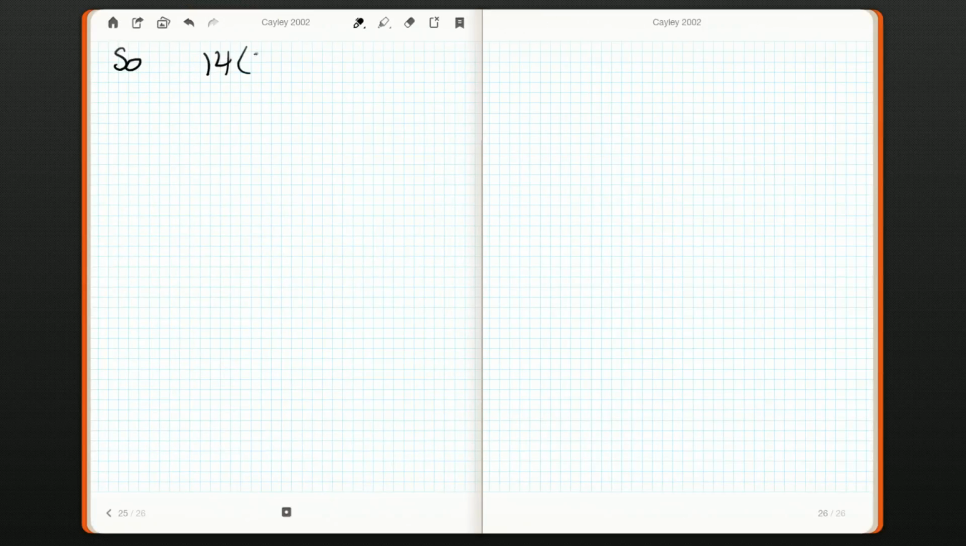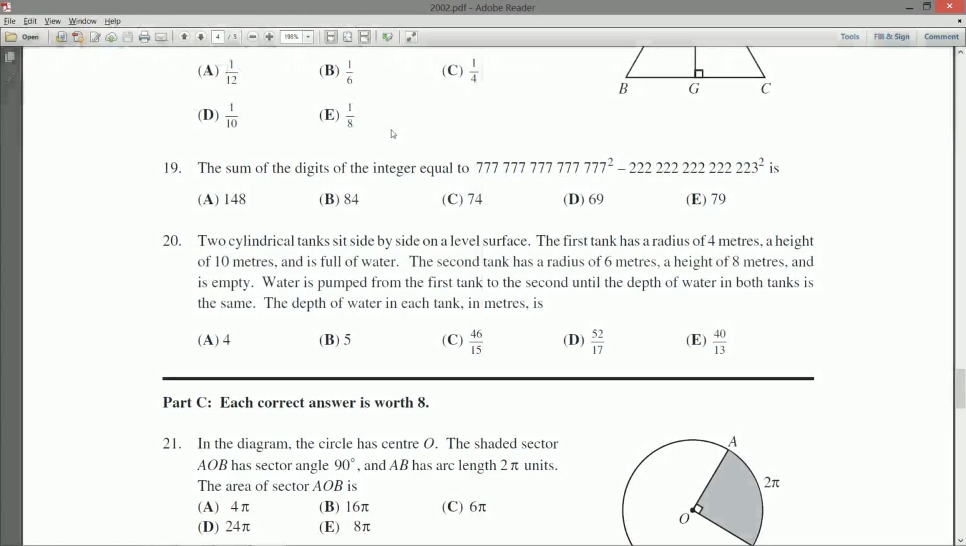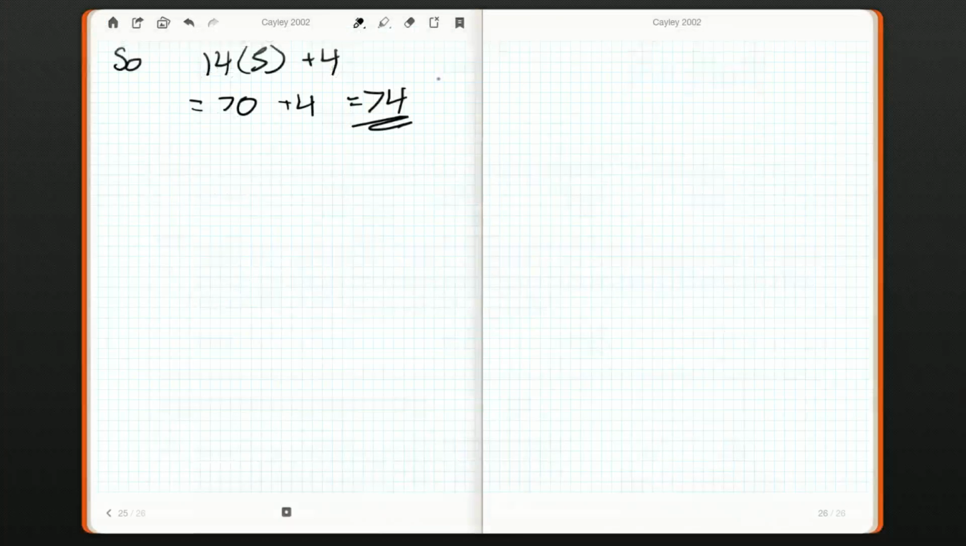So 14 fives plus 4, well, 14 times 5 is 70 plus 4. The answer should be 74. And 74 is one of the answers. It's C. So we get C right there.